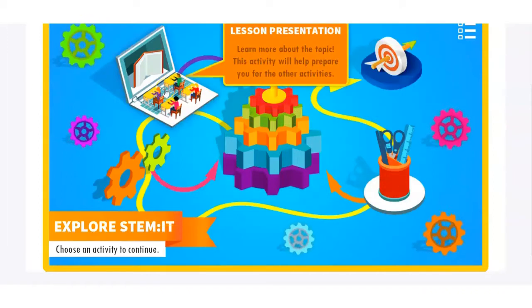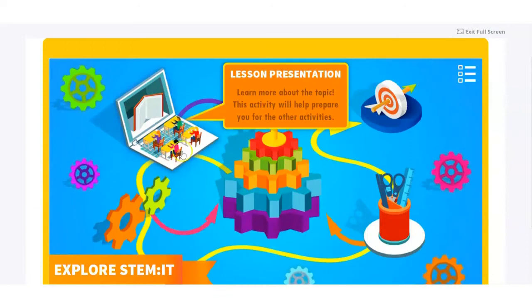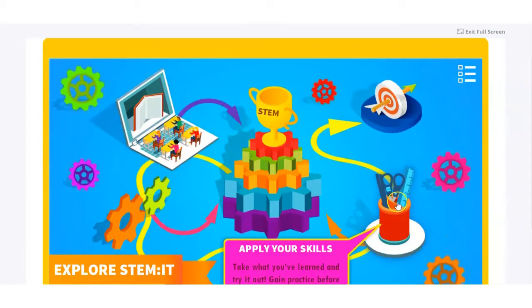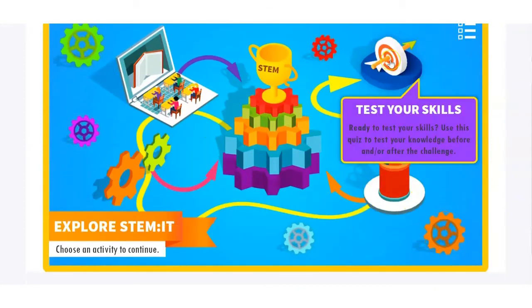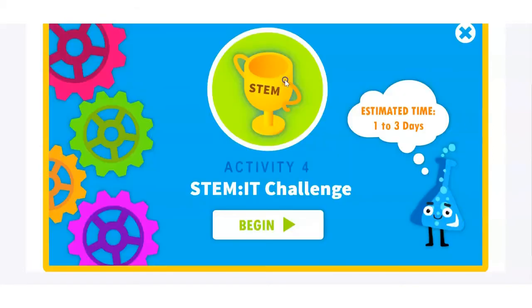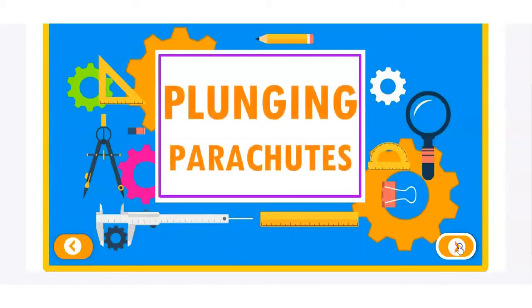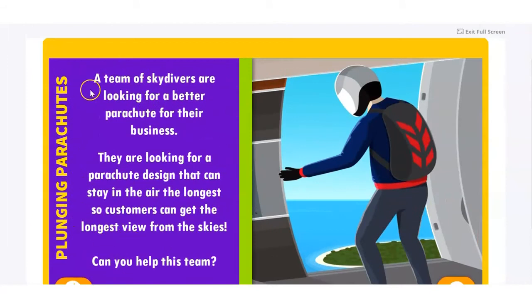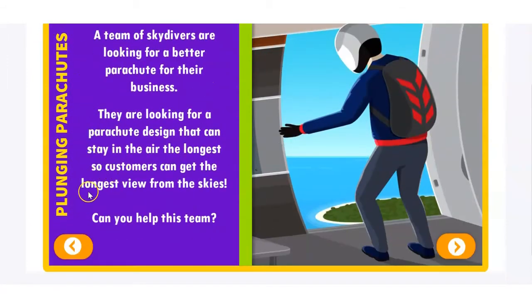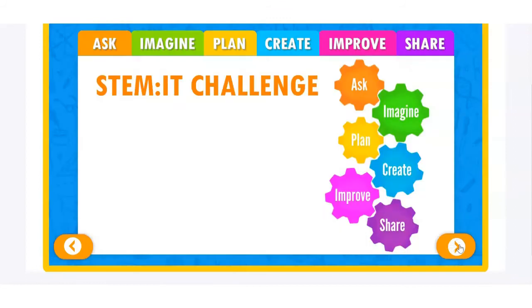So this is where the content is for gravity. If I want to teach students more about gravity in an interactive, engaging way, these are additional activities to help me apply those skills. Here's a little test to see if my students have learned that, and then let's go directly to the STEM challenge. So in this case, it's plunging parachutes. You as a teacher are going to have everything right at your fingertips that you need to be able to go through and give the challenge.